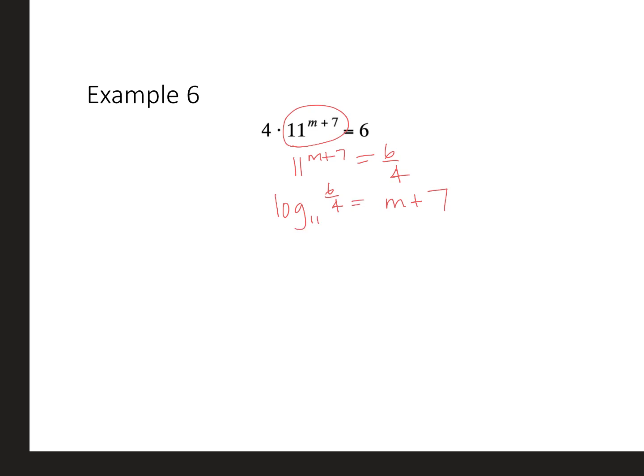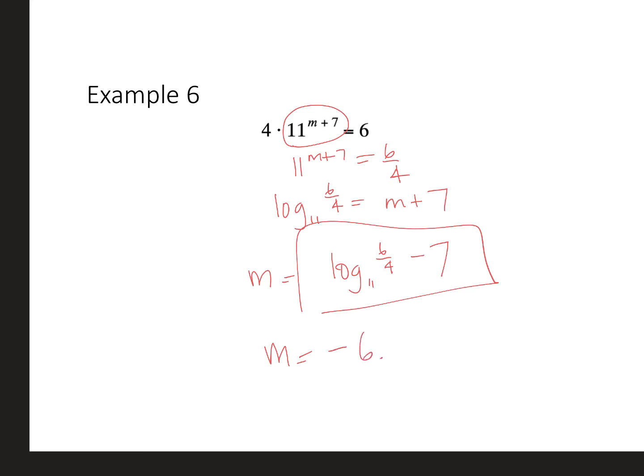All right, next I'm going to subtract 7 from both sides. So I'm going to have log base 11 of 6/4, minus 7. This is calculator-ready form, but if you do put it in the calculator, which I'm hoping you will do, you should get negative 6.8309. And that's my last example.